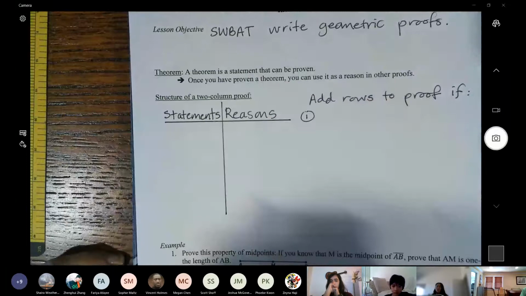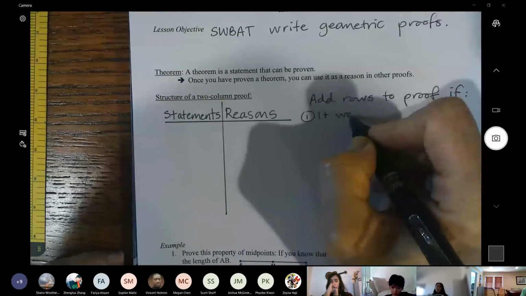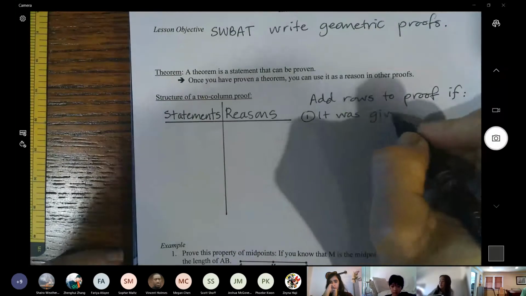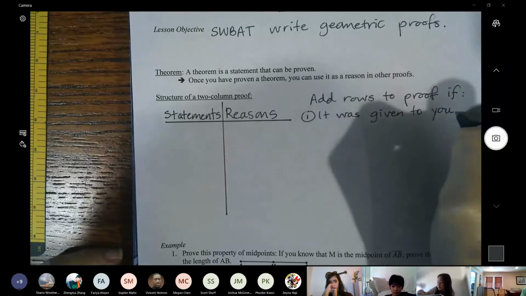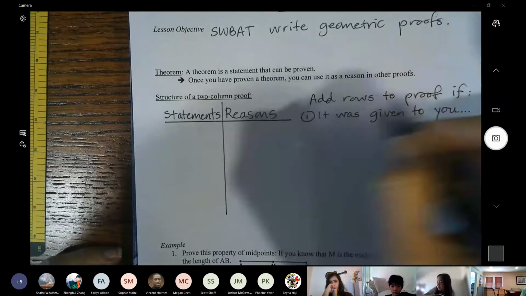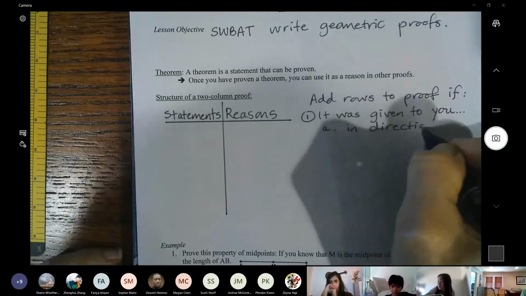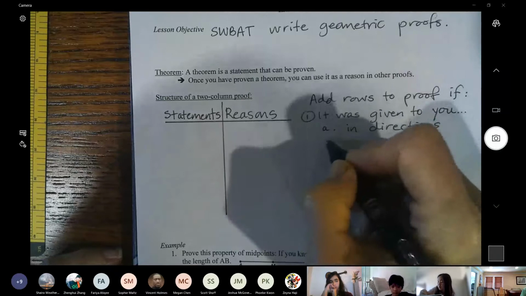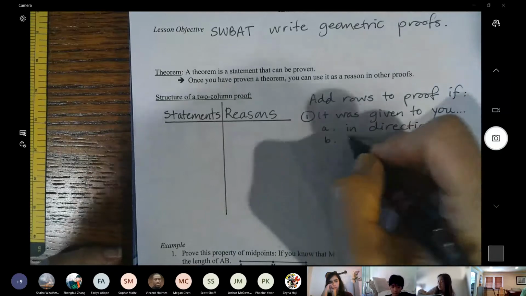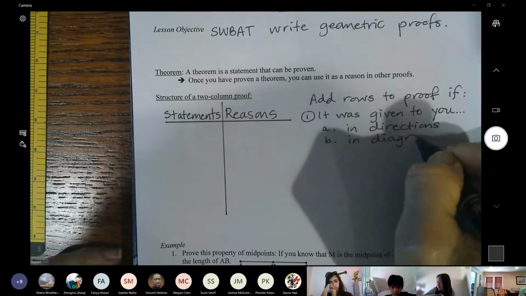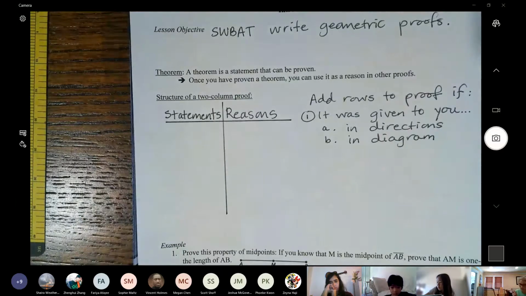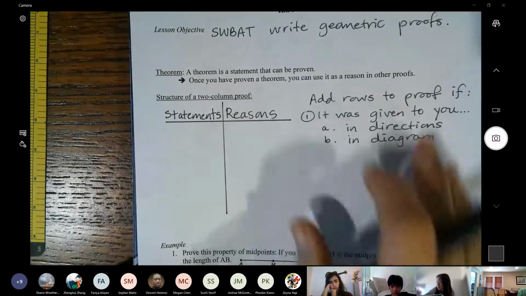First of all, if it was given to you. And you can get the information two ways. You can get them in the directions where you would read them, or you can also get them in the diagram. Okay, so that's usually where you start.